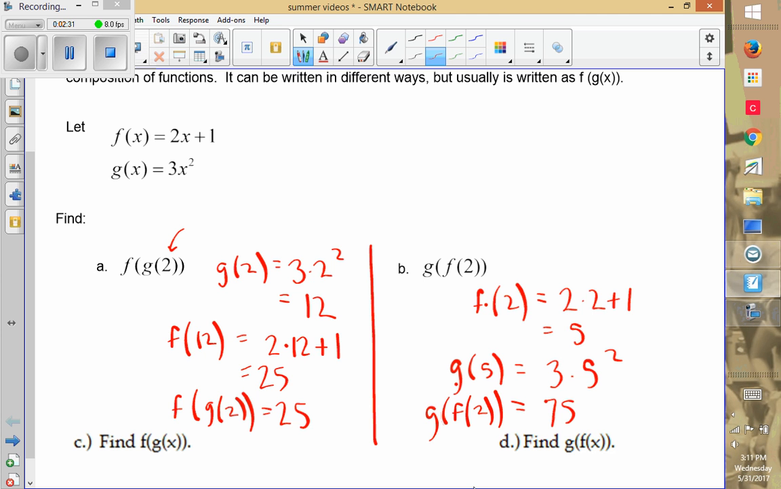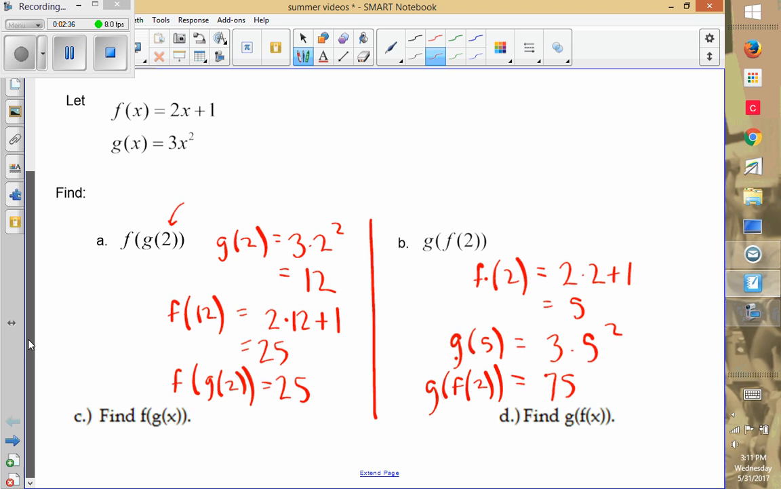If you take a look at this, these are not the same answer. And that's because on the left-hand side, we put 2 into g of x first, and on the right-hand side, we put 2 into f of x first. It gets a little bit more complicated when we end up having just a generic function inside of the other without a specific number we're trying to find this at.